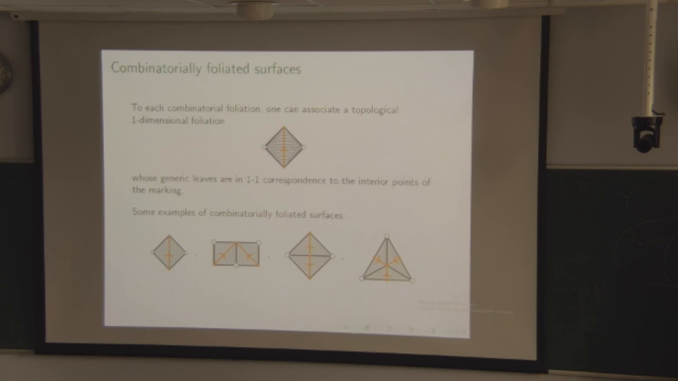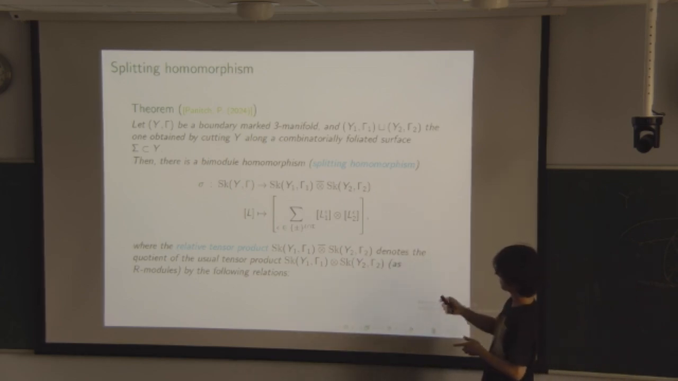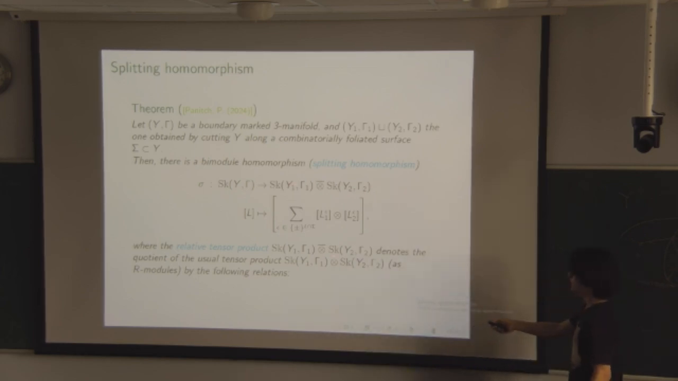And once we've split it, let's say we get two disconnected pieces, Y1 and Y2. Individually, they're going to have this new boundary marking, which I call gamma 1 and gamma 2. And the theorem is that there is a bimodule homomorphism from the stated skein module of this boundary marked 3-manifold to the relative tensor product of these two skein modules.